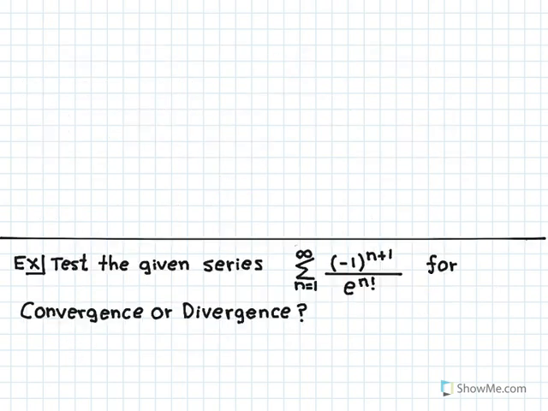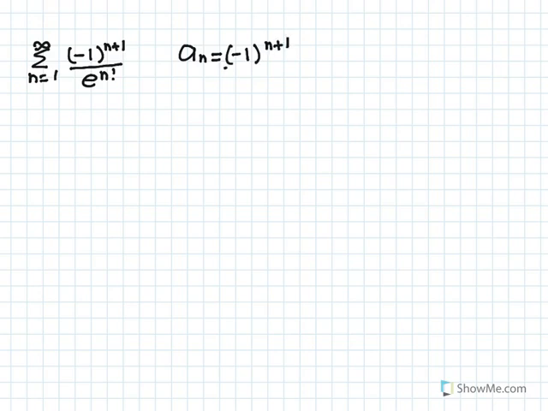All right, let's look at another question. Test the given series, summation n equals 1 to infinity, negative 1 to the power of n plus 1, divided by e to the power of n factorial, for convergence or divergence. So what we have is summation n equals 1 to infinity of negative 1 to the power of n plus 1 divided by e to the power of n factorial. We're going to apply the ratio test with a_n equal to negative 1 to the power of n plus 1 divided by e to the n factorial.